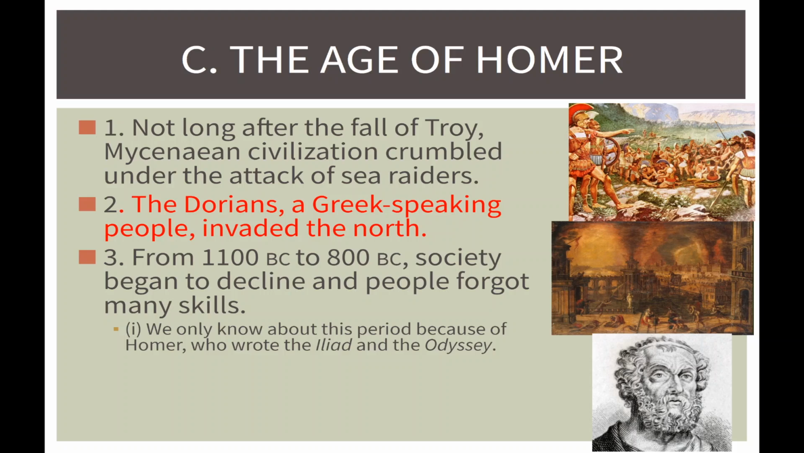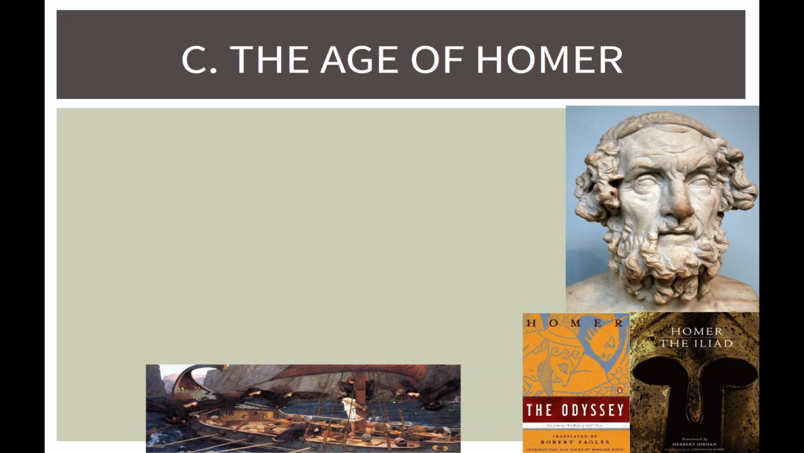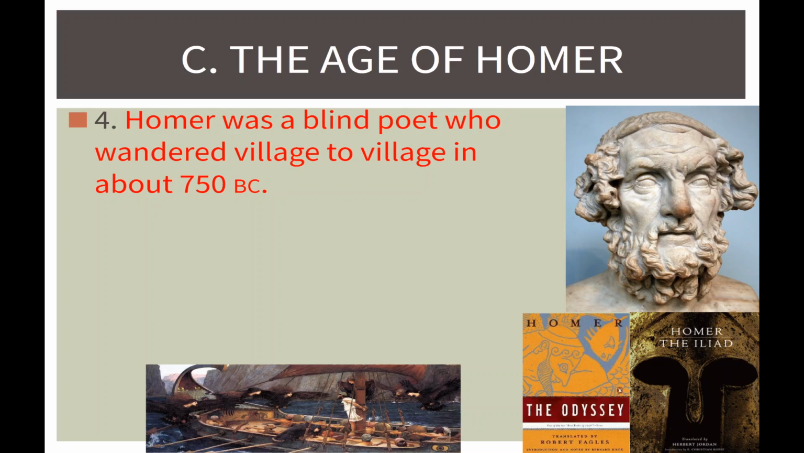We know about this period primarily because of a man named Homer. Homer wrote two books, or he didn't write, he had two books that he told, called the Iliad and the Odyssey. These works are credited to Homer. We actually don't know for sure if he did or didn't write them, but we have no reason to believe he didn't either. And Homer's a really pretty interesting guy. He was a blind poet who wandered from village to village. And how did he make his money? He told these stories.